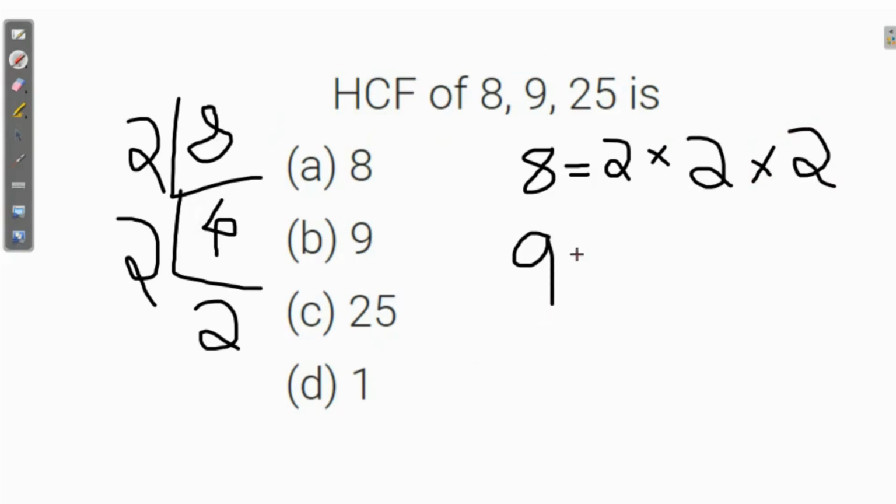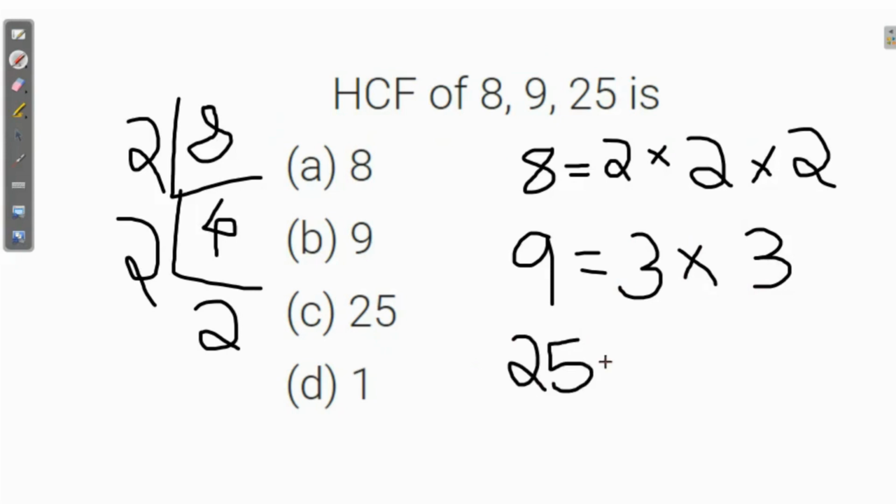Even 3 is a prime number. So the prime factors of 9 are 3 and 3. I'll write 3 into 3. What about 25? 25 is nothing but 5 fives are 25. 5 is also a prime number, so it is nothing but 5 fives are 25.